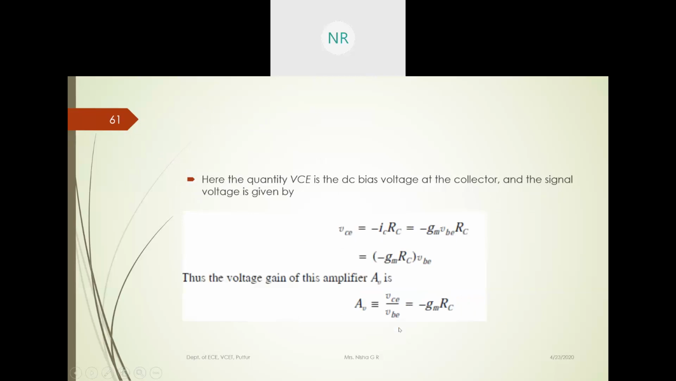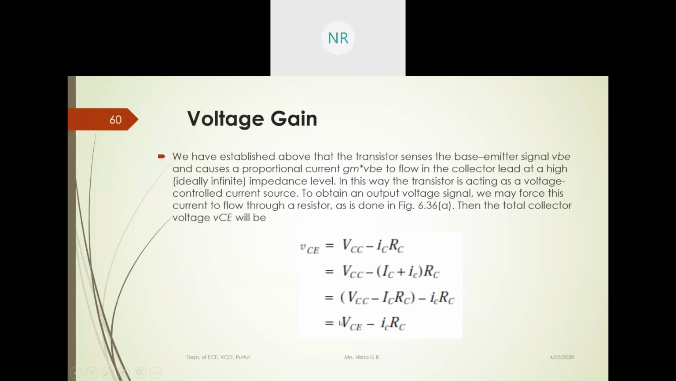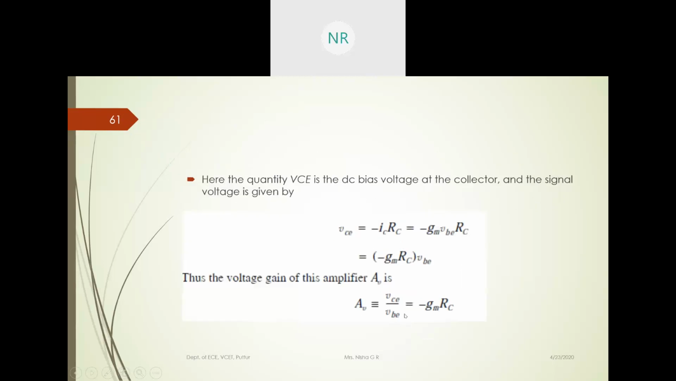Here the quantity VCE, the instantaneous collector-emitter voltage, is the DC bias voltage at the collector plus the signal voltage. The signal voltage, small letter vce, is nothing but minus IC into RC, from the previous equation. This one is a DC component and this is a signal component, right?